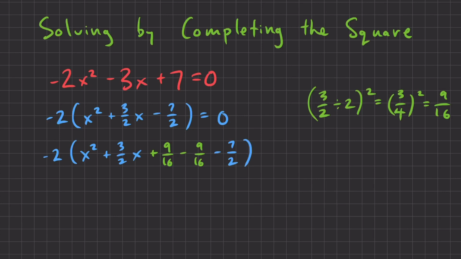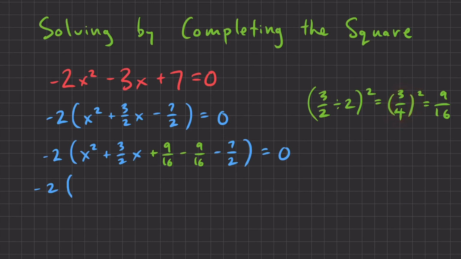Great. Let's keep going. Oh, I forgot. This is still all equal to 0. Now I've got everything set up to complete the square. So I'm going to say, well, I want the square root of 9/16, which we already calculated. That's what this is.